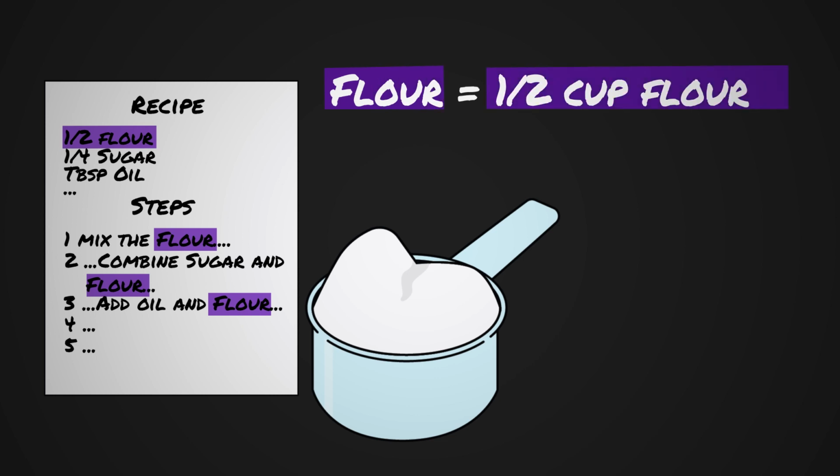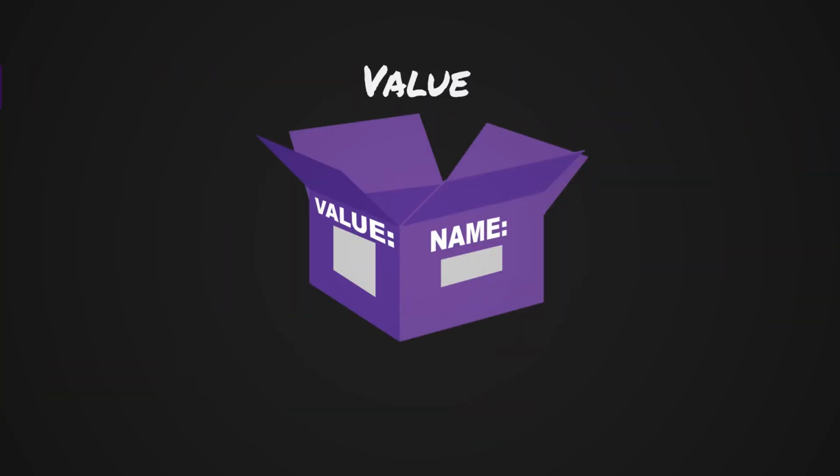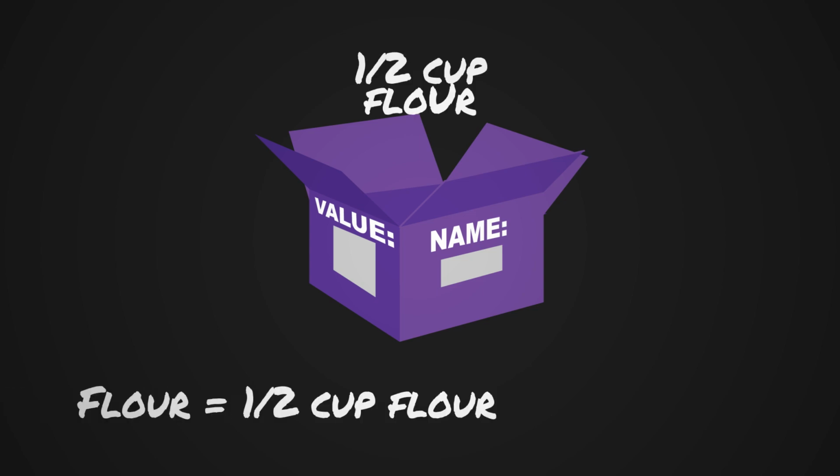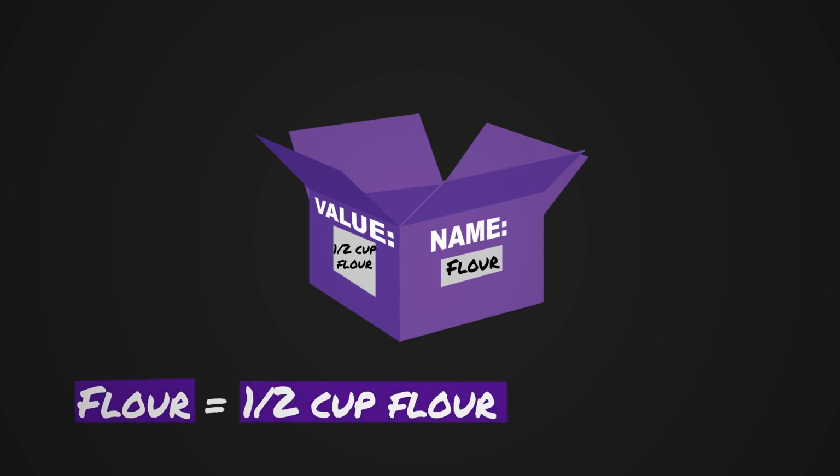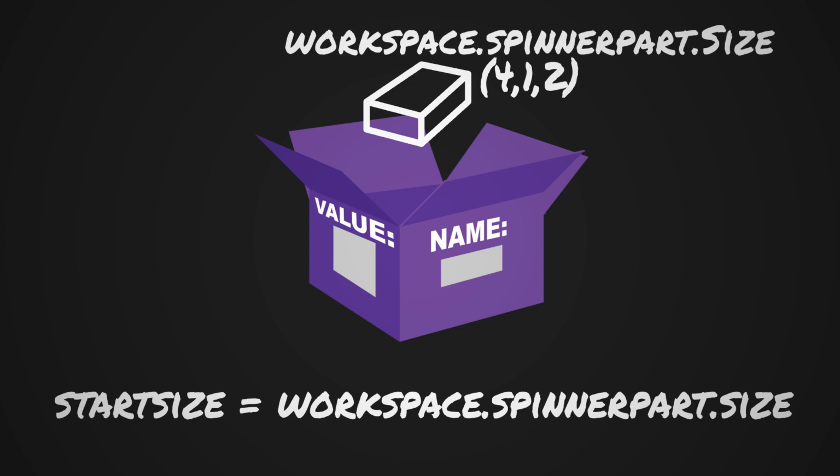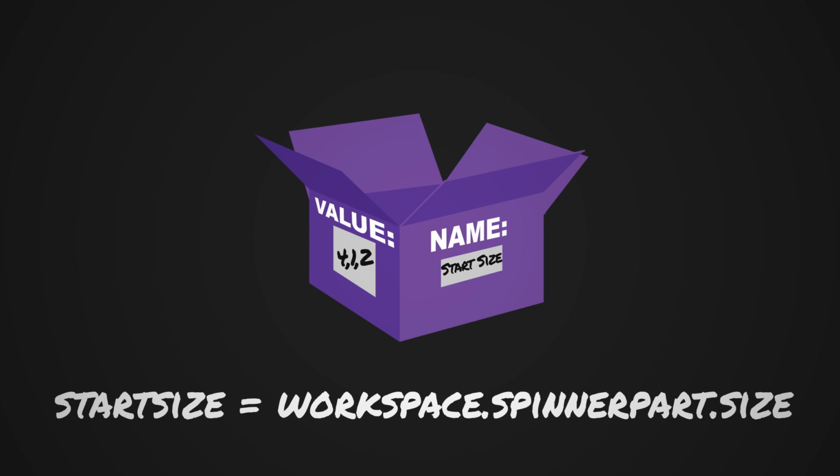But with code, instead of saving ingredients, we can save information about our part size, our character's stats, all sorts of stuff. In this series, we represent it visually by putting a value in a box with the name we want to use. So for our flour example, we put this half cup of flour in a box named flour. And now we know when we say flour, we mean this half cup. In this lesson, we're going to save our part size in a box called start size. And now we know when we say start size, we're talking about our part size that we save in it.